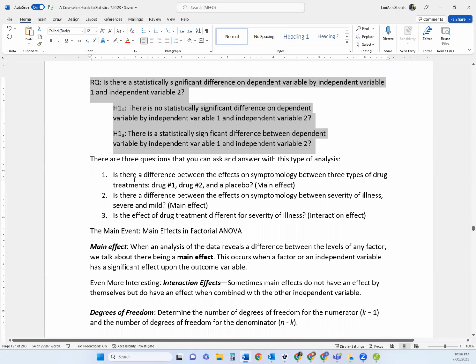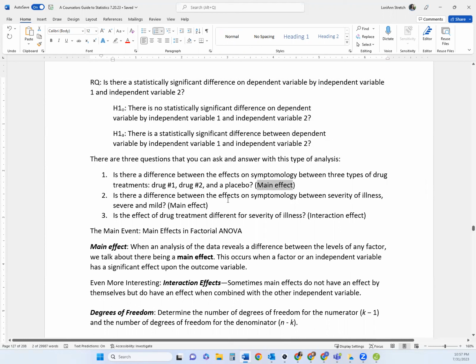and treatment. So, is there a difference between the effects of symptomology between three drug treatments? So, drug 1, drug 2, and a placebo. You see, there's no severity of illness in this particular question. This is called a main effect. We're just looking at the treatment. So, we're looking at the within group differences. Are there differences between drug 1, drug 2, and the placebo? So, that's a within group difference.